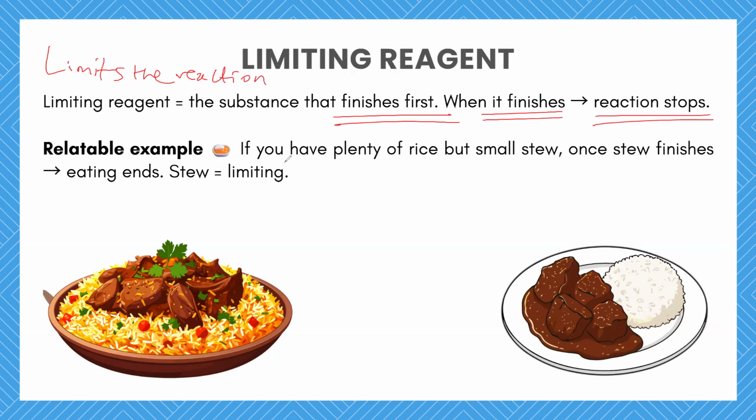So here's a relatable example. Many of you will like food like me. If you have plenty of rice, but the stew is very small, once the stew finishes, most likely the eating, which is the reaction, is going to stop. So that means that stew that was small and finished first is the limiting reactant. It was the one that dictated how much of the food that you ate. I'm sure it's very, very easy to understand at this point.